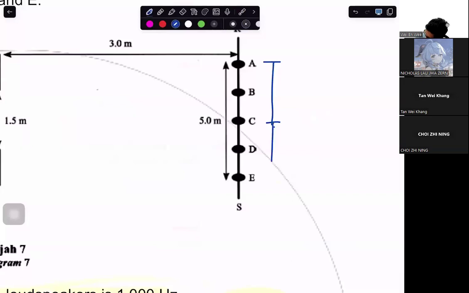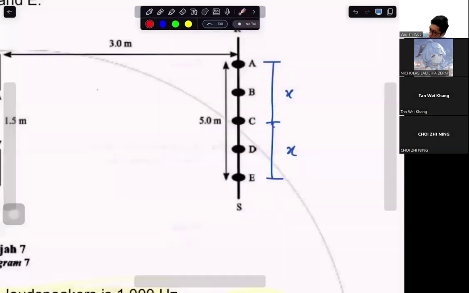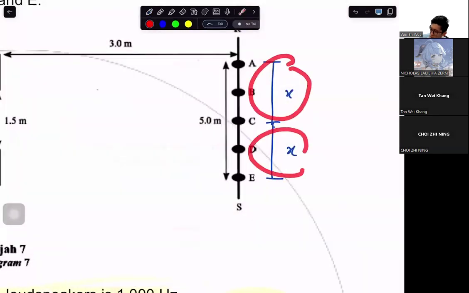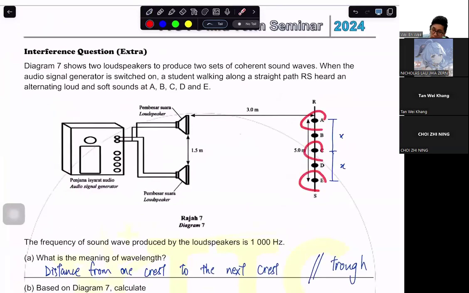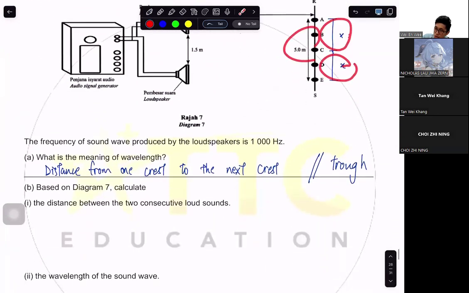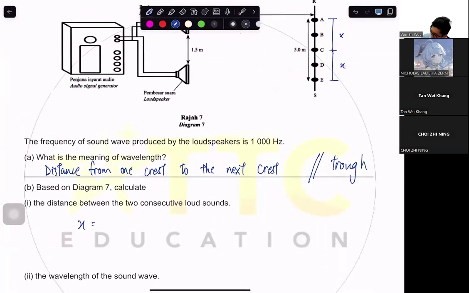Loud to loud, loud to loud. Okay, so this is 1, 2. Now, two distances is 5 meters. You don't count 1, 2, 3 loud sound is 5 meter. So then you take 5 meter divided by 3. No, it's two distances is 5 meters. So one distance is gonna be 5 meters divided by 2. Okay, 2.5 meters.